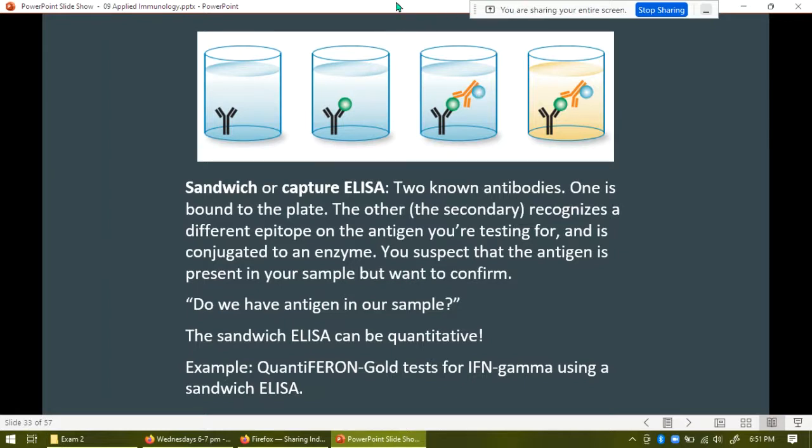Any excess secondary is going to get washed away, including any secondary that's present if you don't have the antigen in your sample. But if there's secondary antibodies still remaining after that wash, then when you add the substrate after that, it'll change the color of the substrate to something visible. Okay? So, QuantiFERON-Gold tests for interferon gamma, that's its antigen, using a sandwich ELISA. You have two anti-interferon gamma antibodies that you use in that test. The sandwich ELISA is often used for quantitative purposes. It's very sensitive.